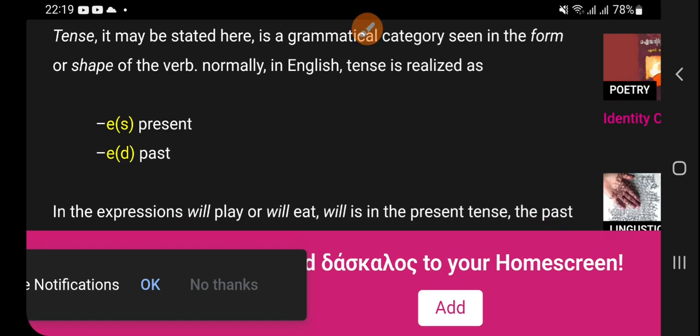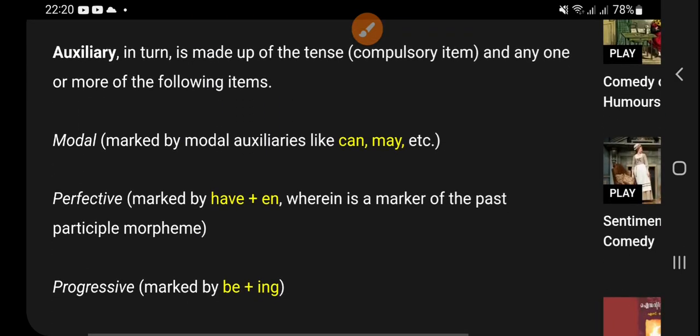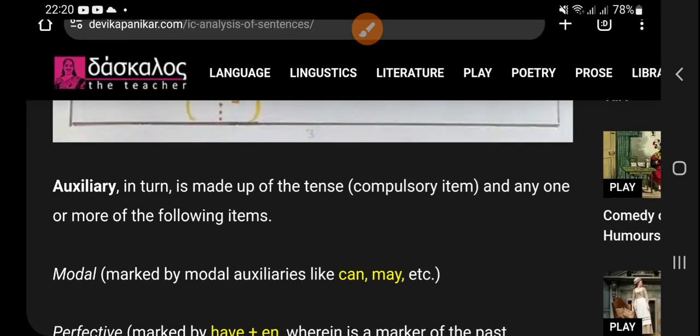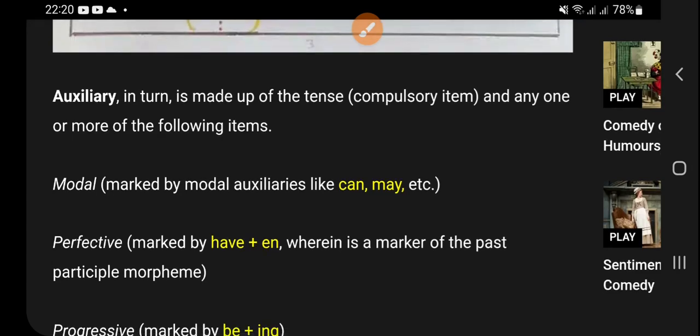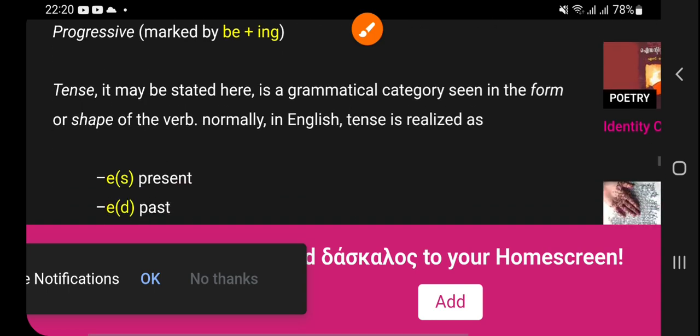What we have started? We are discussing here what is auxiliary. So in auxiliary, tense must be there, right? Tense means time, and that is the compulsory item. Apart from this item, others may or may not be there, and any one or more of the following items we are discussing here. So here we are discussing tense.